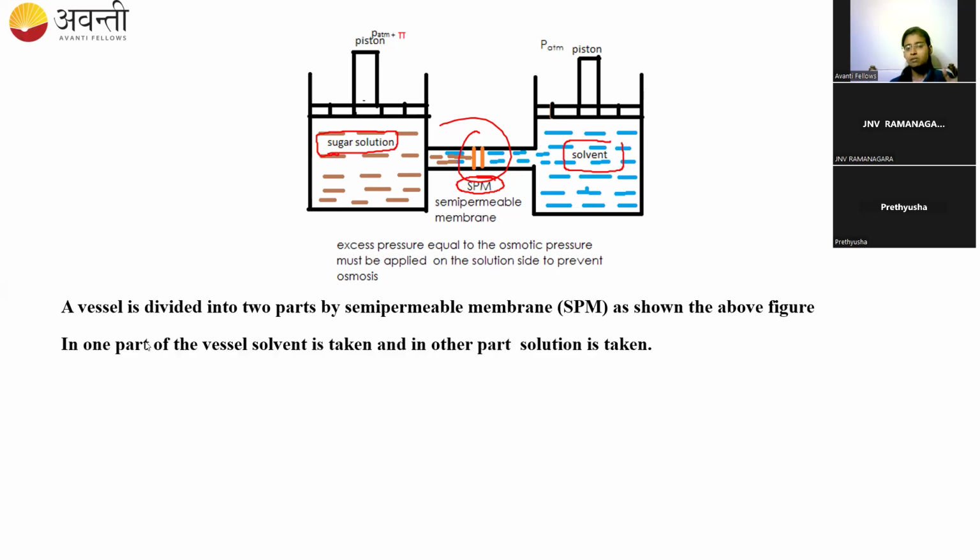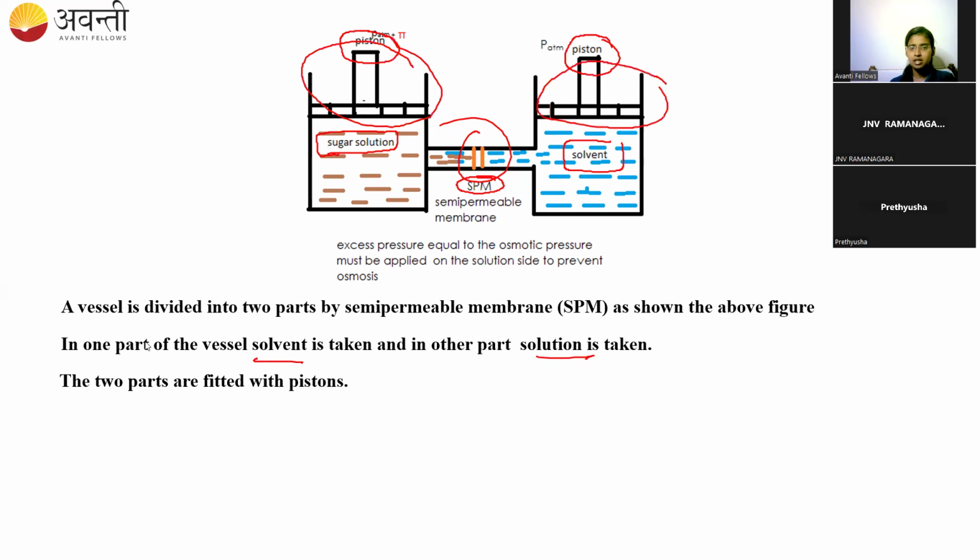Okay, so in one part of the vessel, solvent is taken, and in the other part, solution is taken. The two parts are fitted with a piston. So what is this piston? Piston is the instrument which is used to give pressure. So in both containers, you can see a piston attached.